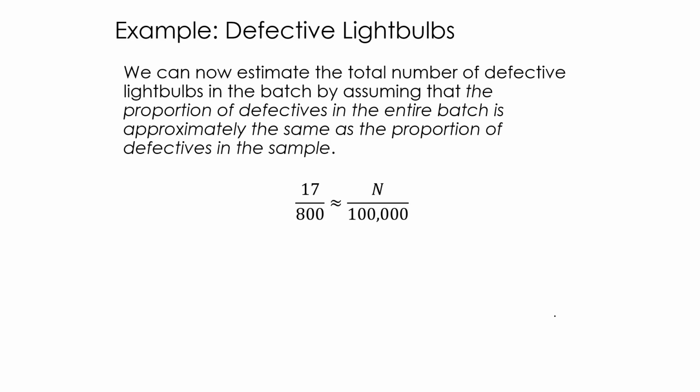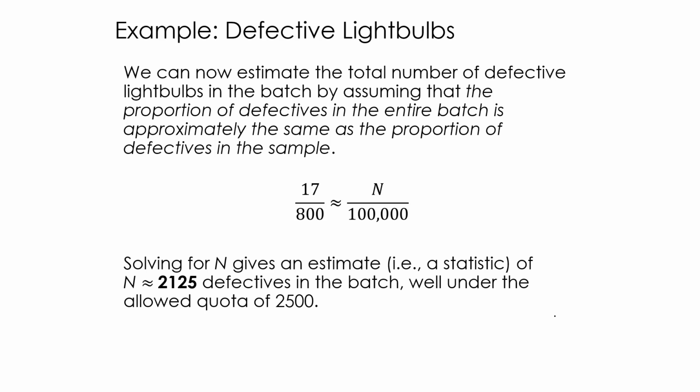So we have our proportion, 17 to 800, is approximately n to 100,000. Step 3, estimate n. Solving for n gives an estimate, i.e. a statistic. n is approximately 2125, which should be the number of defectives in the batch, well under the allowed quota. So this solved n of 2125 is a statistic, rounded to the nearest whole number. The n value of the population can be estimated by n is approximately. This is our best guess as to what the population is, just solving this proportion right here, multiplying.